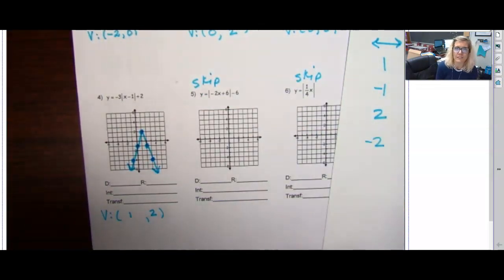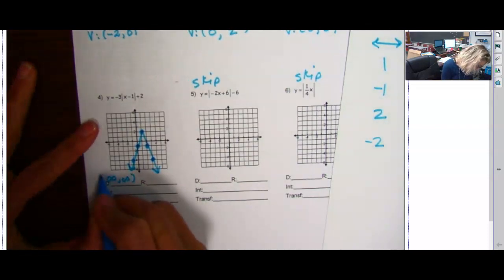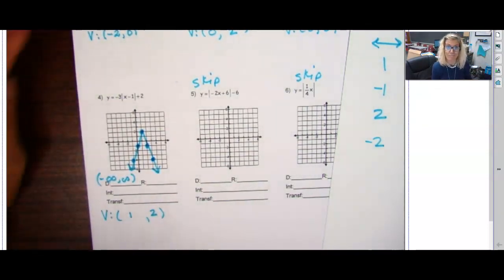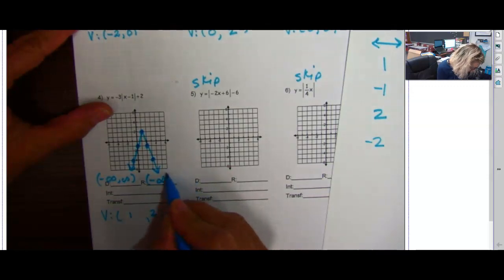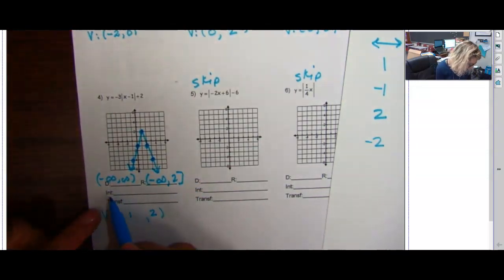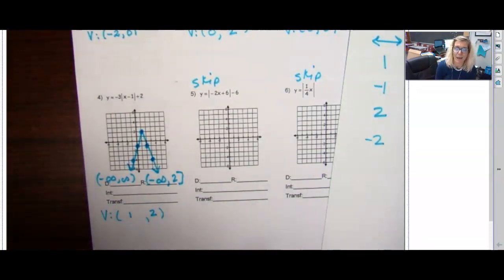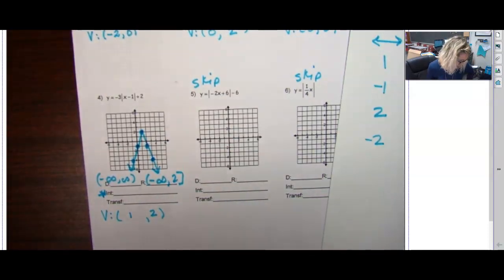So what's going on with this domain? It's still -infinity to positive infinity. What about that range? That range got flipped upside down. So the range is actually going to be -infinity all the way up to a +2. And then for your intercepts, I'm going to save you on how to do those intercepts. I'm going to do those intercepts with you in class. So I got to make a note to myself about all this fun stuff that we're going to do.